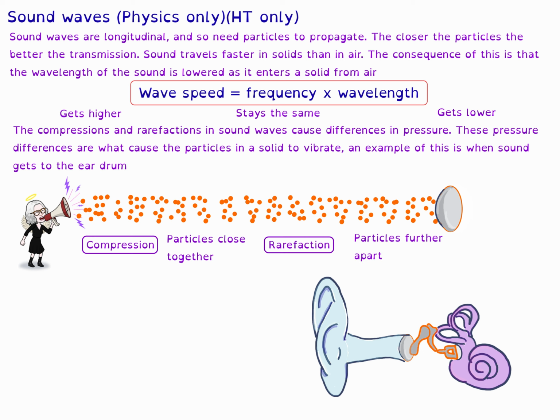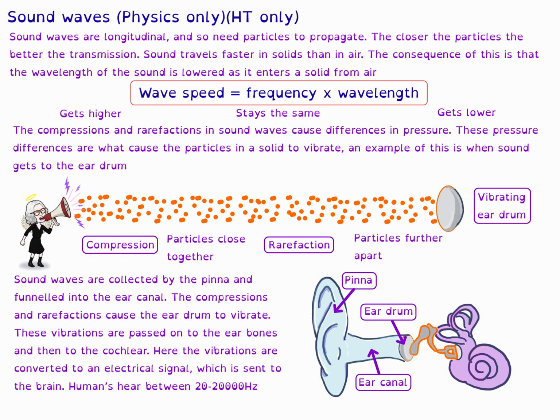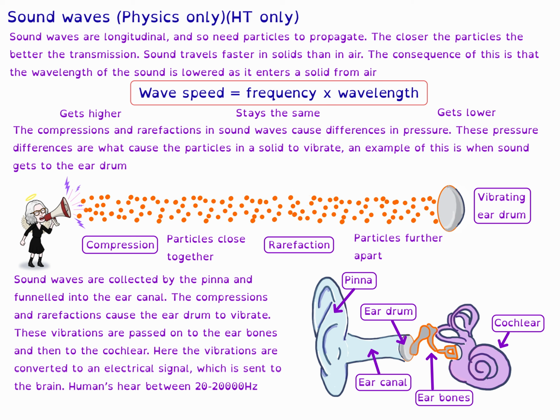Compressions and rarefactions in sound waves cause differences in pressure. These pressure differences are what cause the particles in a solid to vibrate. An example of this is when the sound gets to the eardrum. Sound waves are collected by the pinna and then funneled into the ear canal. The compressions and rarefactions cause the eardrum to vibrate. These vibrations are passed onto the ear bones and then onto the cochlea. Here the vibrations are converted into an electrical signal which is sent to the brain.